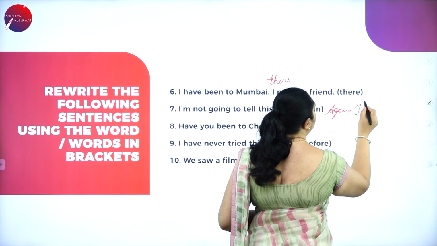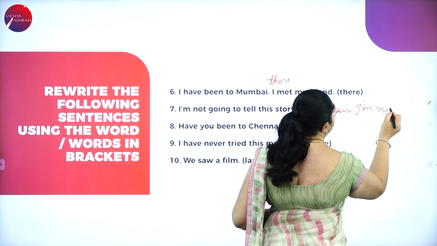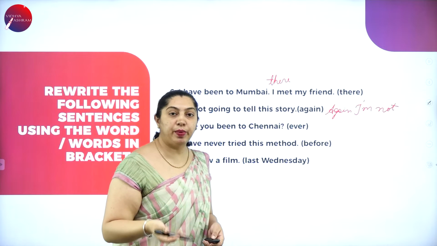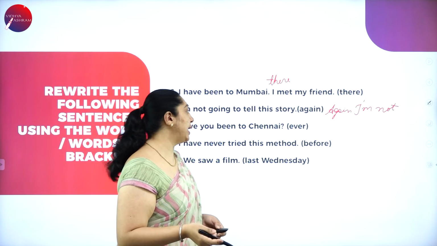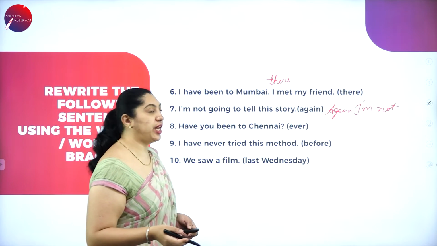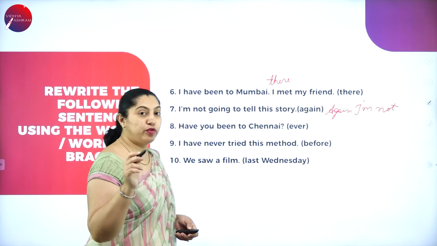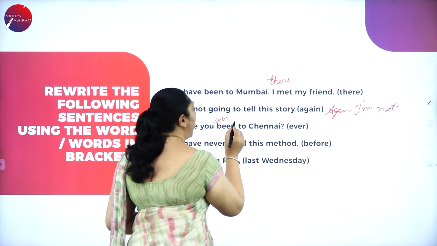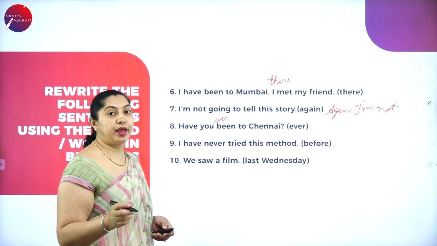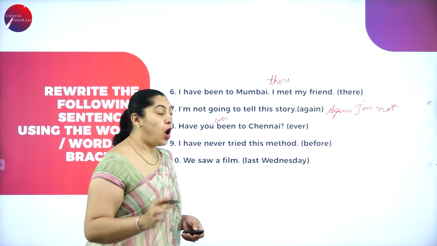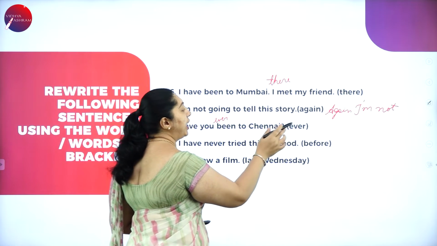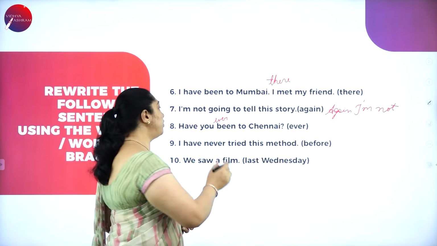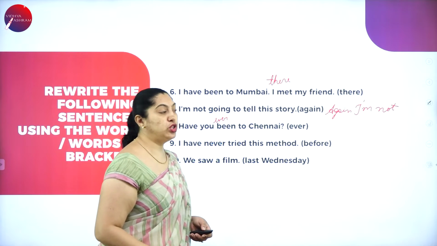I am not going to tell this story. One, you can place it in the beginning or else at the end of the sentence. Have you been to Chennai? The word is ever. Have you ever been to Chennai? Or, have you been to Chennai ever? You can write either of these, but the correct sentence would be, have you ever been to Chennai?